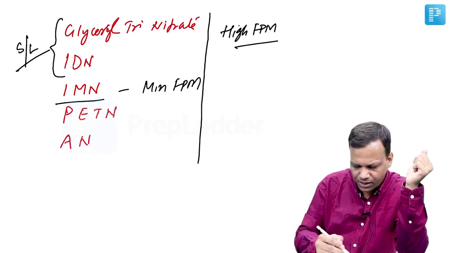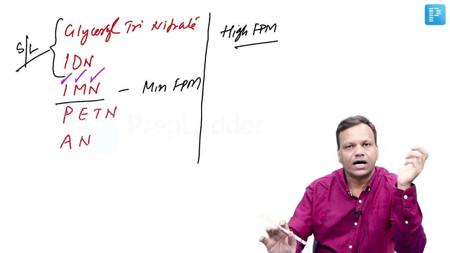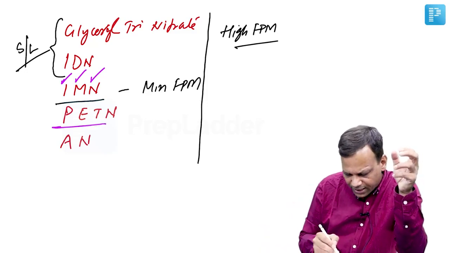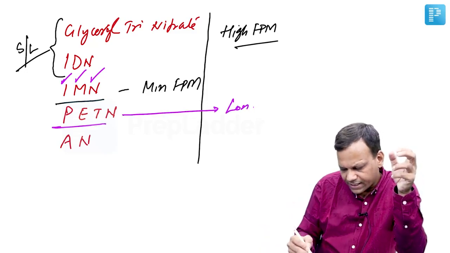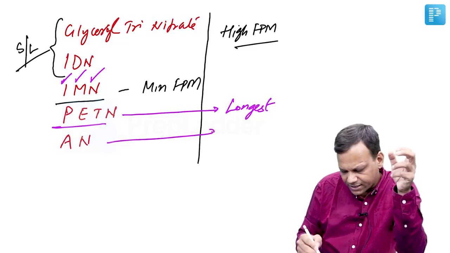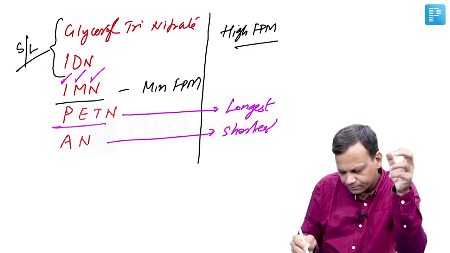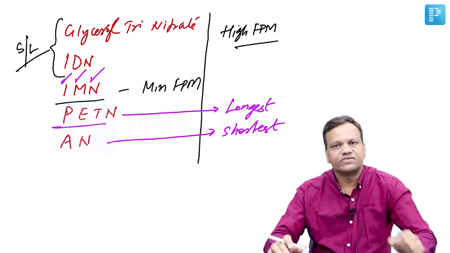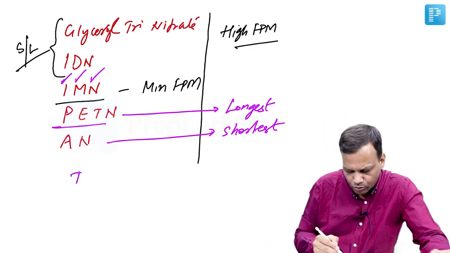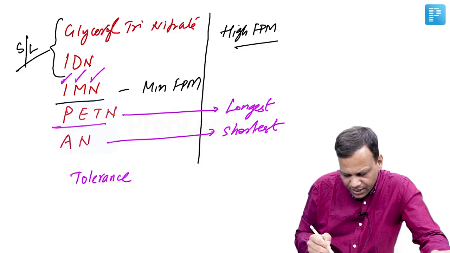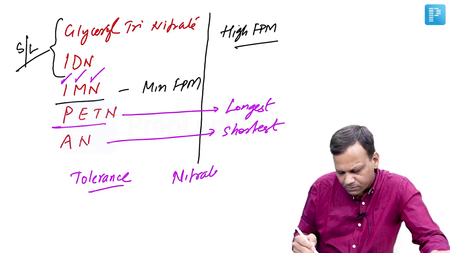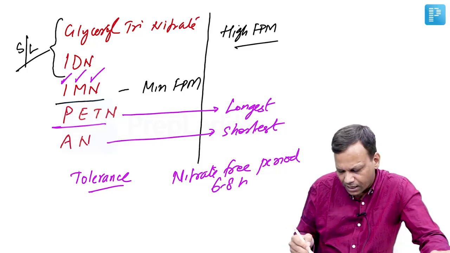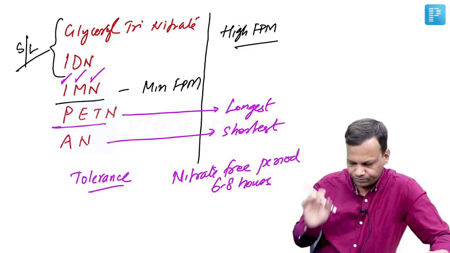So from the name you can remember, IMN has minimum first pass metabolism. Then PETN, the longest name, is the longest acting nitrate, whereas nitrite is the shortest acting nitrate. Lastly, if we give nitrates continuously for prolonged periods, if they are present constantly in the blood, that will lead to tolerance. So there must be a nitrate free period, minimum 6 to 8 hours, to maintain their efficacy. Otherwise, they will become ineffective.